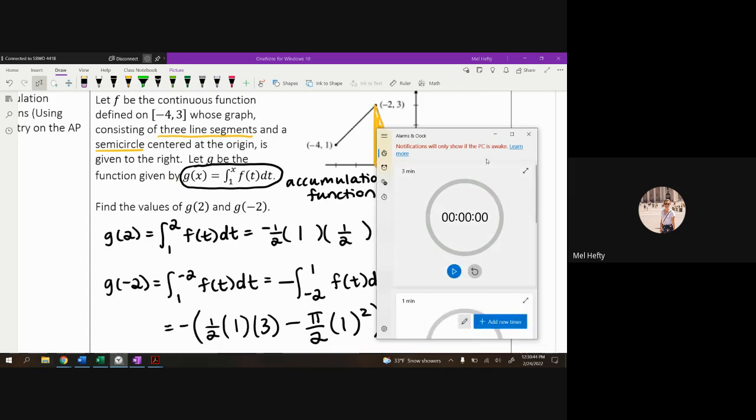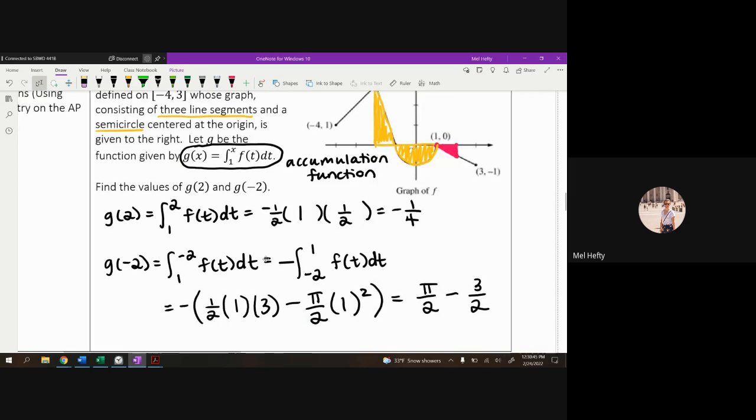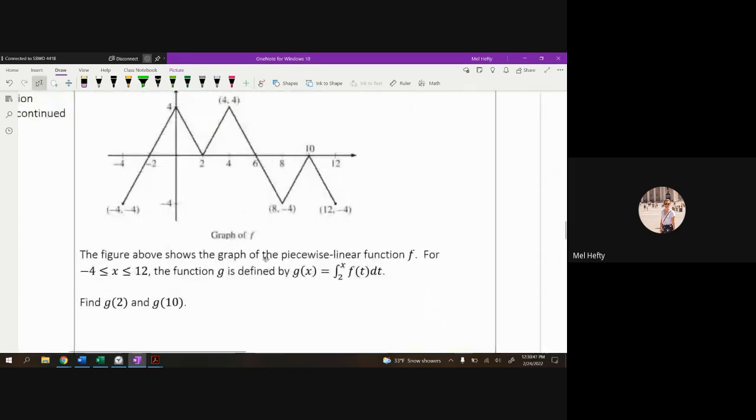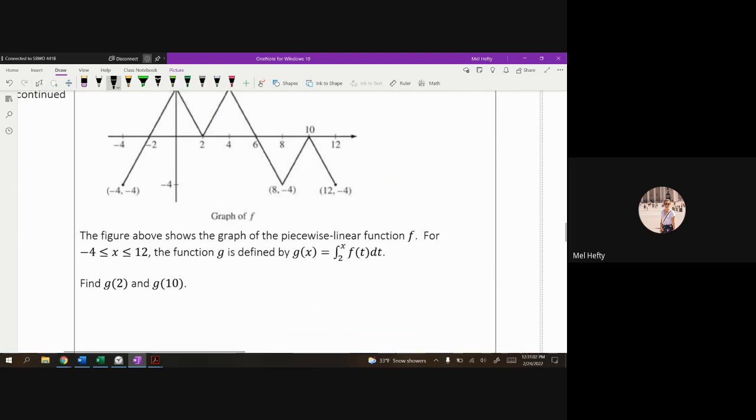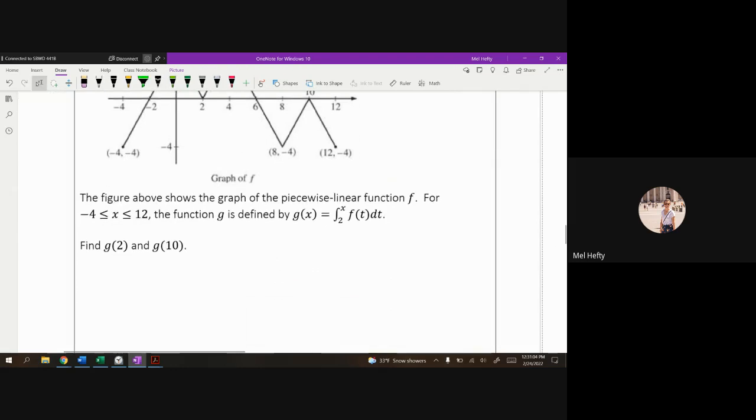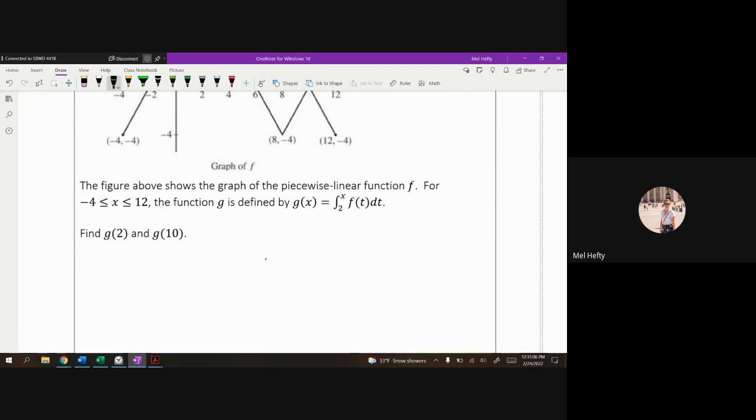All right. So just to review what we did before break, just in case you were feeling uncomfortable, these are super popular on the AP test. So I'm just going to run through this one really quick. Notice this graph is a little bit easier because it's all triangles. I don't have to worry about any semicircles. That's not the case usually on the AP test. They usually like to chuck a semicircle in. But just to get this idea back in our heads, I'll do these two. So we're going to find G of 2 and G of 10. What I'm going to do first, plug in my bounds.